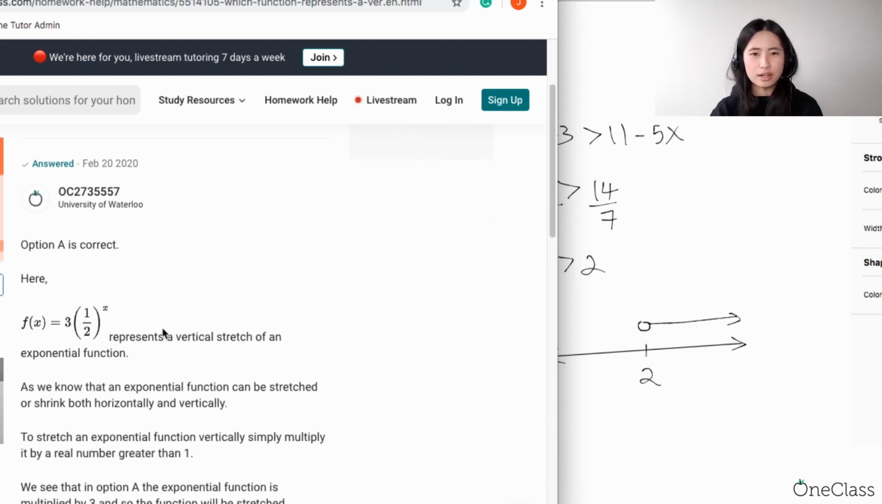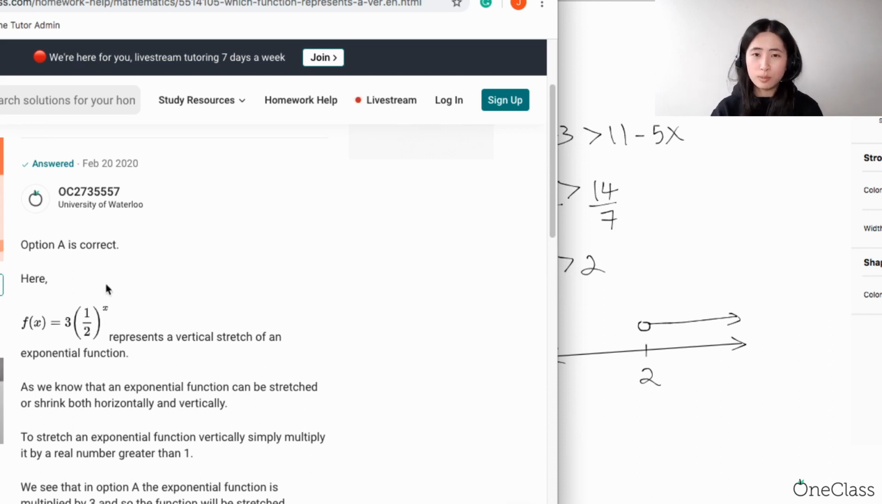Because they're laying out their solution in here, if we have f of x, which is equal to 3 times 1 over 2 to the x, anytime you have an exponential function, you're going to have a factor, right? So your factor is going to be 3 over here. It just so happened that we have a vertical stretch of 3, and then you have this 1 over 2, which is essentially your base, right?